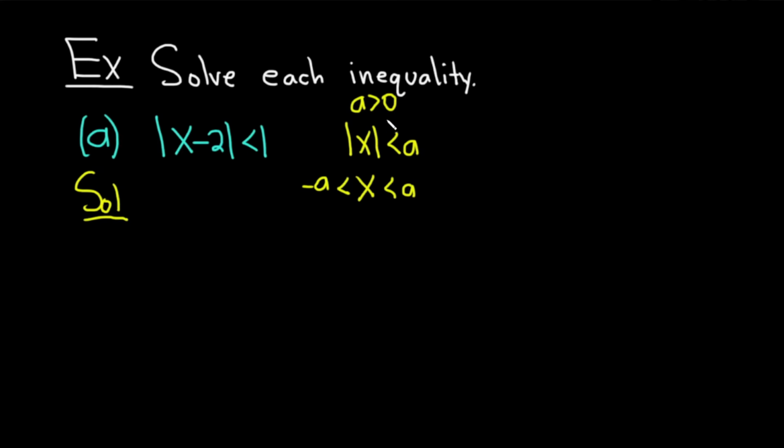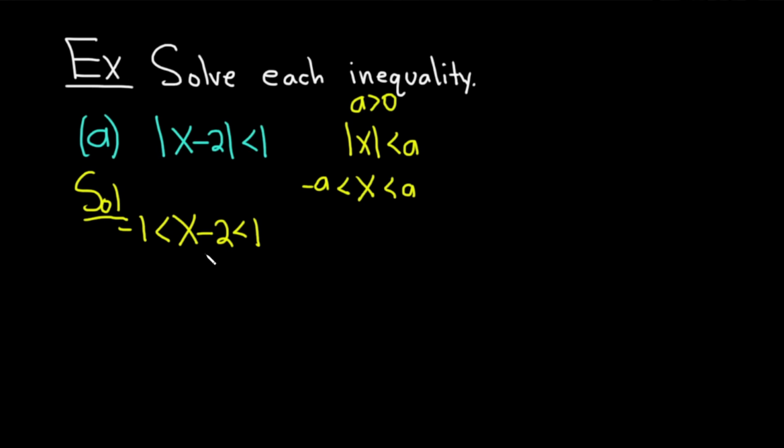Whenever you have the absolute value of x less than a, you basically drop the absolute value and you put an a on the right-hand side and a minus a on the left-hand side. In this particular example, we have the same thing. Our a is 1 and we have a less than. So we can drop the absolute value right away. And we have x minus 2 less than 1, and then greater than negative 1.